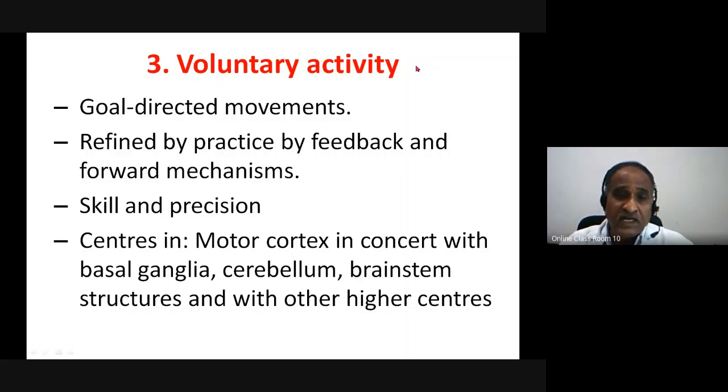So for this voluntary activity, you require the motor cortex in consult. I'm using the word consult. In consult with the basal ganglia for planning and programming, the cerebellum, again for planning and coordination, the brainstem to bring the posture for a particular action, and other higher centers. That means the prefrontal cortex and other centers in the limbic system. So that is about voluntary activity.